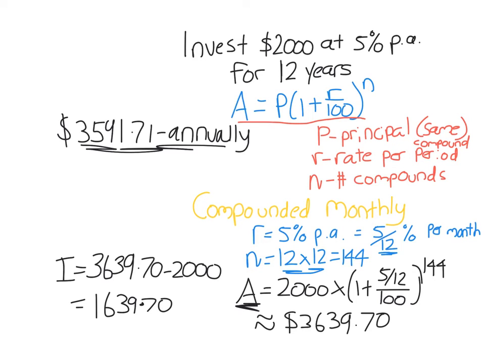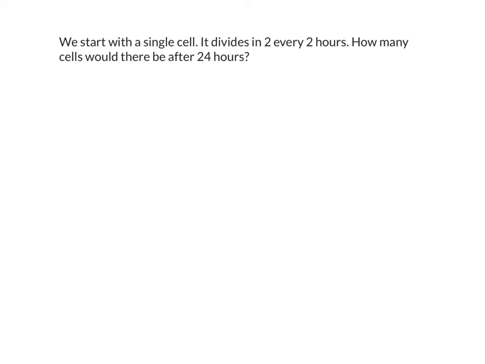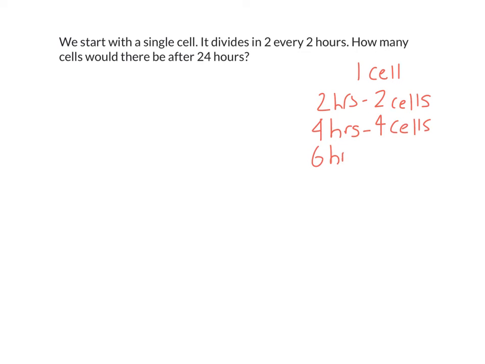Let's look at other examples of exponential growth and decay. So let's look at this question here. We start with a single cell, divides into 2 every 2 hours. How many cells would there be after 24 hours? So what's happening is you start with 1 cell, then after 2 hours you have 2 cells, then 2 hours later, 4 hours, those 2 have divided in 2, so you have 4 cells, and then after 6 hours, those 4 divide in 2 and you have 8 cells, and so on and so forth.